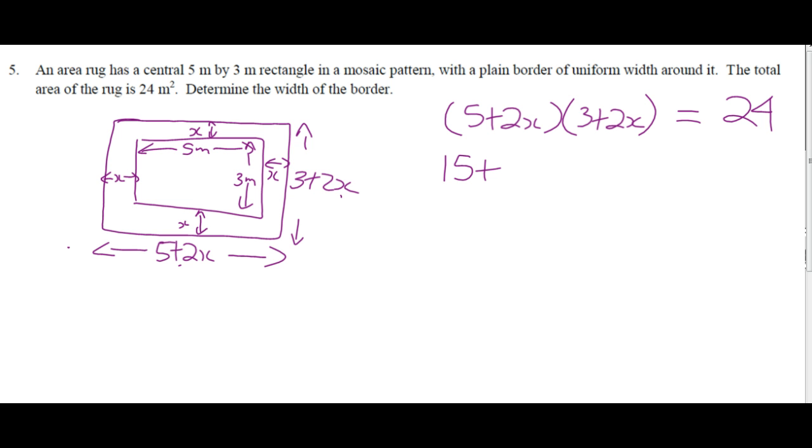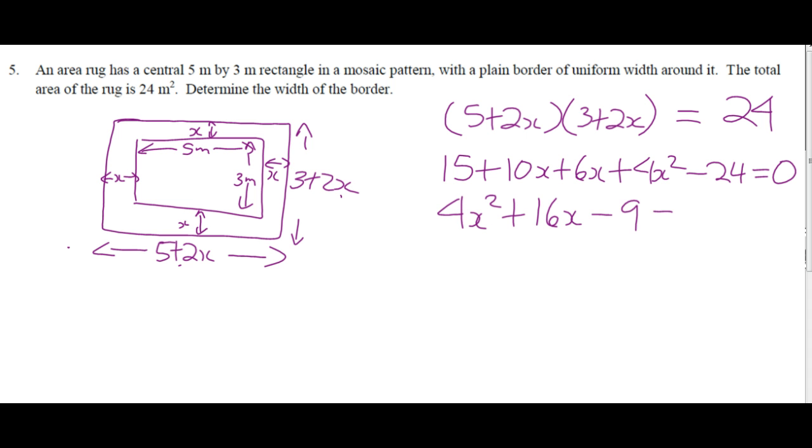Here, I'll do the 4 products for you. 15 plus 10x, plus 6x, plus 4x squared. Now, I can either say equals 24, or I can say minus 24 equals 0. Minus 24 equals 0? Okay. Now, let's put it in order. So we're going to lead with 4x squared. I got 16x, and I got minus 9 is equal to 0, because I've got 15 minus 24, which I believe is negative 9.